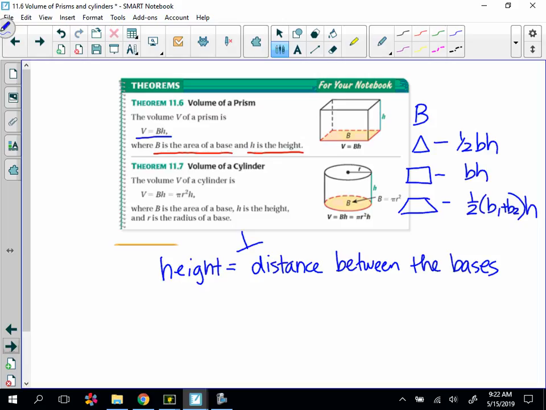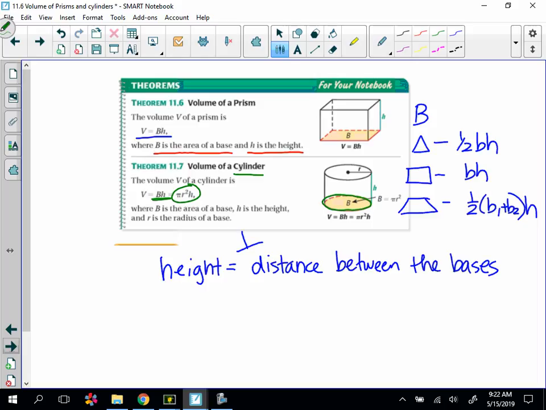The next one is about cylinders. So it's technically still the area of the base times the height, but all cylinders have this circular base. So we can go ahead and plug in the formula for area of a circle because it will always be the same. So pi r squared would be the area of a circle, and then times height would complete the volume. So pi r squared h.